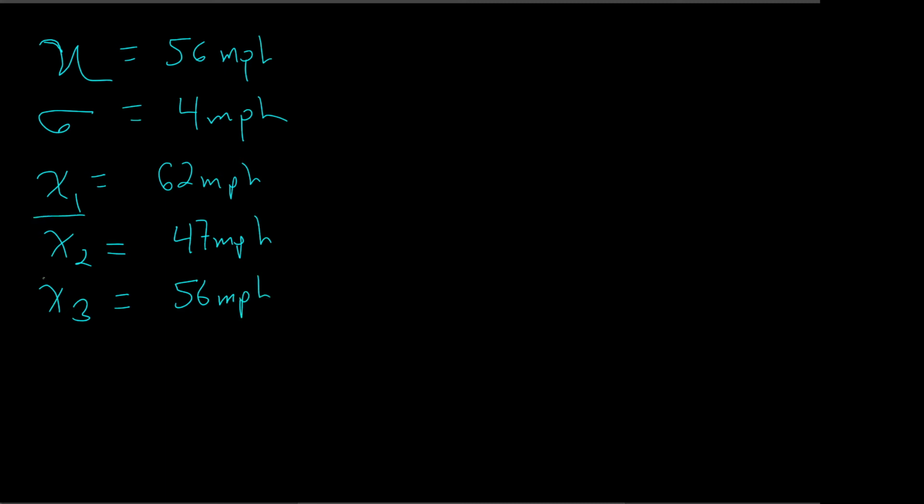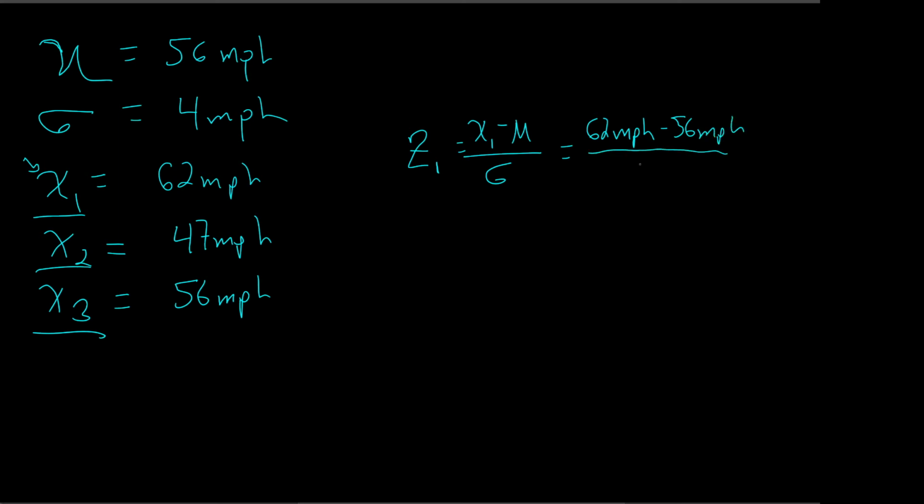And what we can do is find 3 individual z-scores. The z-scores line up with the pieces of data. And so z1 is x1 minus the mean over the standard deviation, or 62 miles per hour minus 56 miles per hour over 4 miles per hour, which is, running to my calculator here, a z-score of 1.5. So notice that's positive.